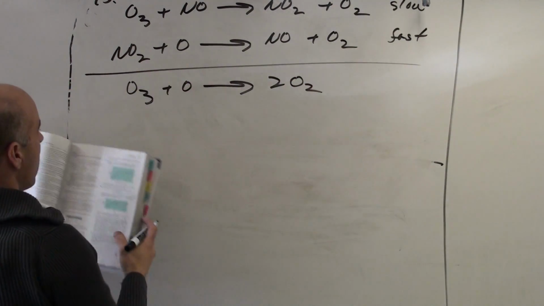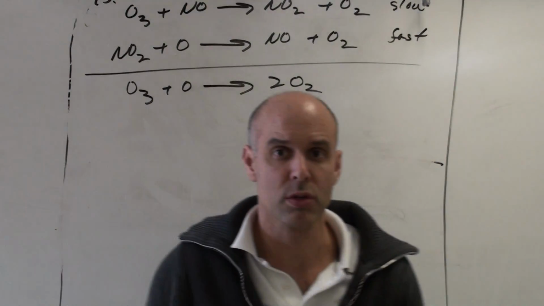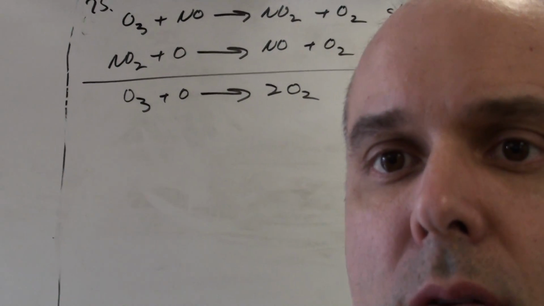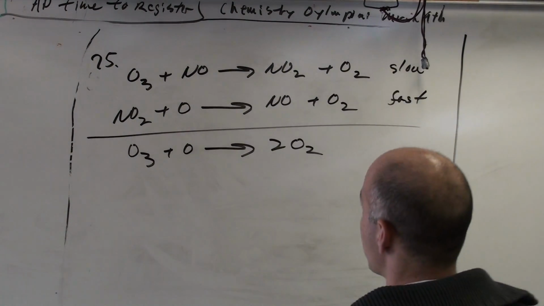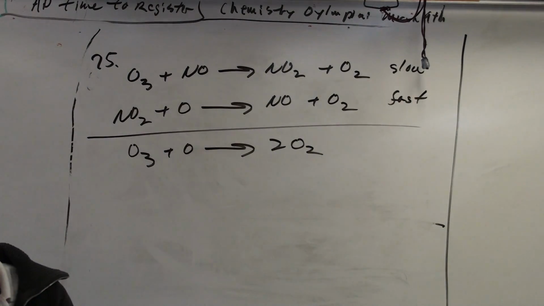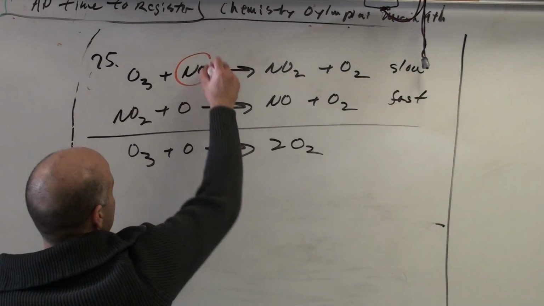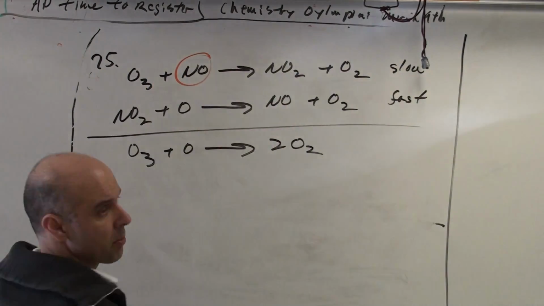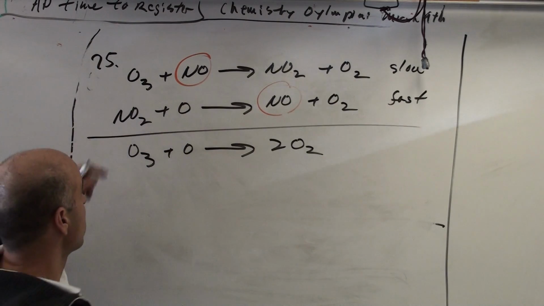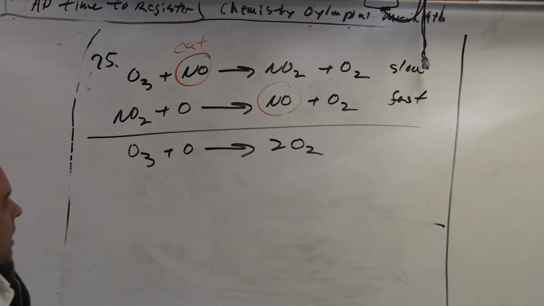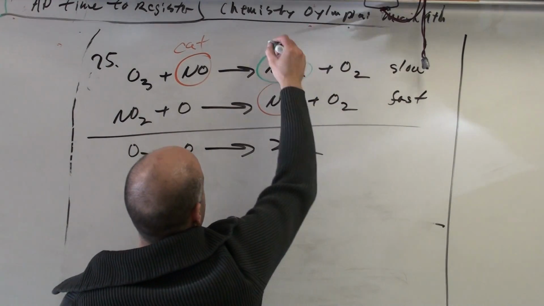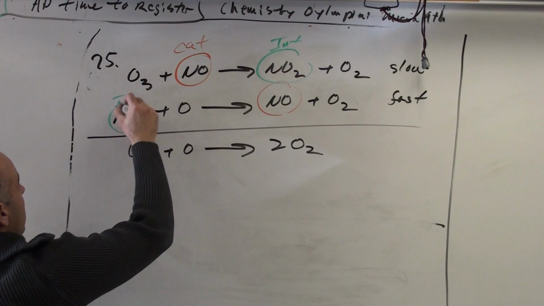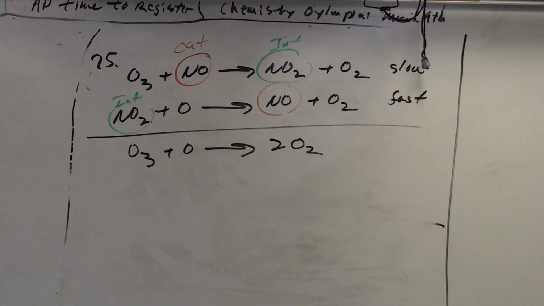Okay? So a catalyst is something that is used up in one reaction but is produced in another. So in this reaction, the nitrous oxide is used up in step 1, but it is produced in step 2. Therefore, it is able to go back and destroy more ozone. So that's my catalyst. The intermediate is produced in one reaction and used up in another. So this is my intermediate. Okay.